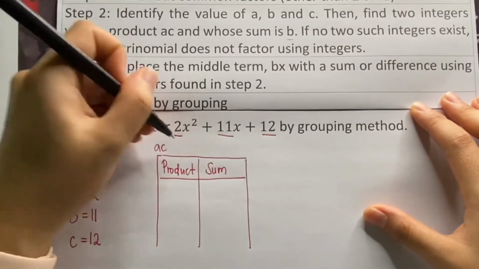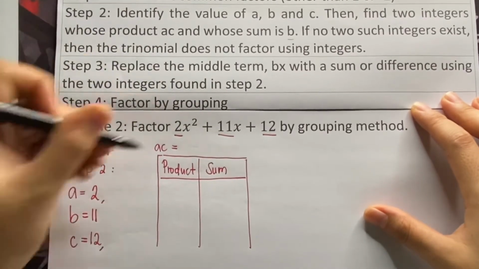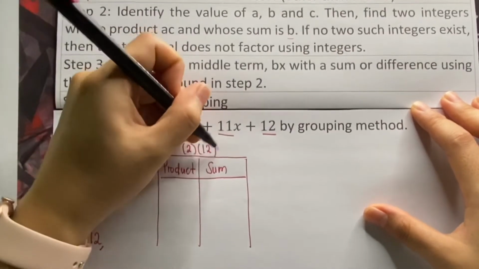First, let us multiply AC. A is 2 and C is 12. 2 times 12 is 24.